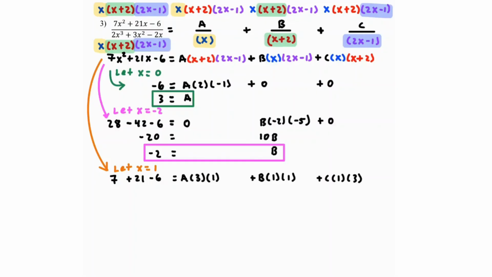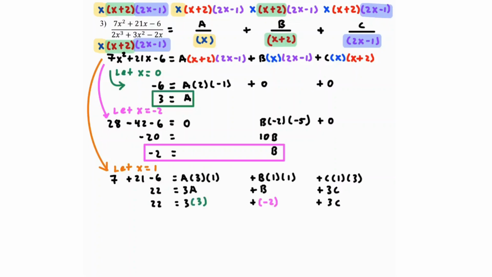7 plus 21 minus 6 is equal to a times 3 times 1, plus b times 1 times 1, plus c times 1 times 3. Simplify this, and we get 22 is equal to 3a plus b plus 3c. But you're probably wondering, wait, we didn't eliminate a and b to get c by itself. But wait, didn't we already solve for a and b?